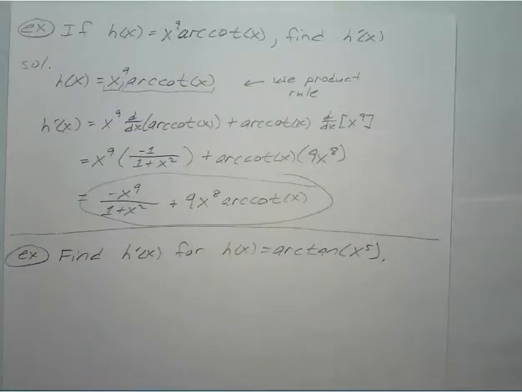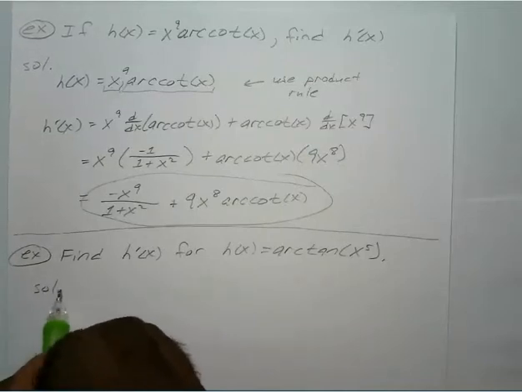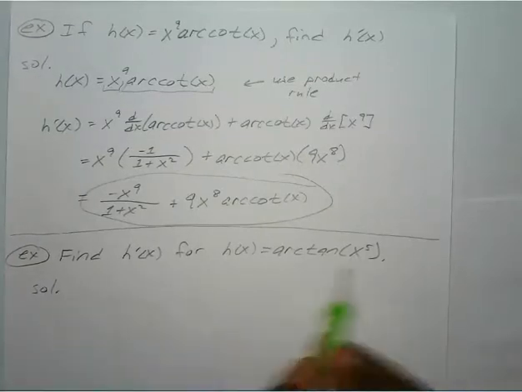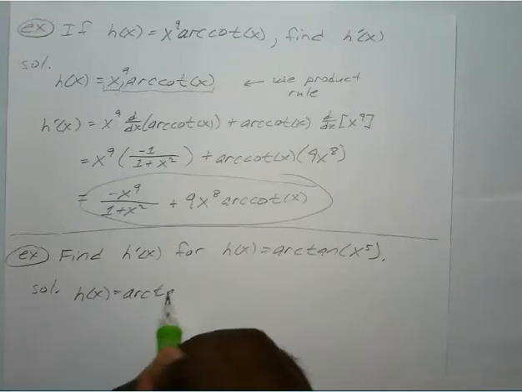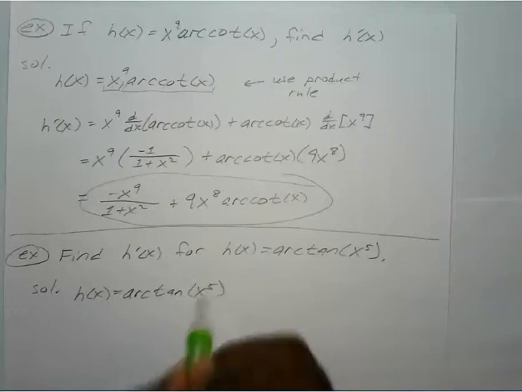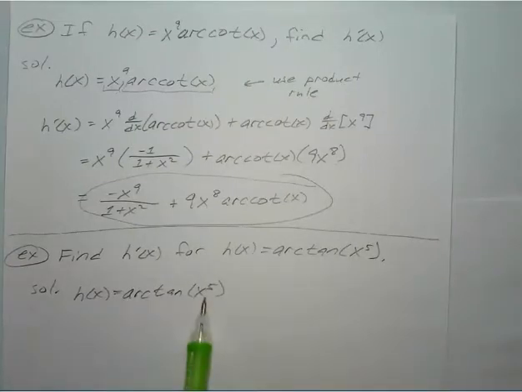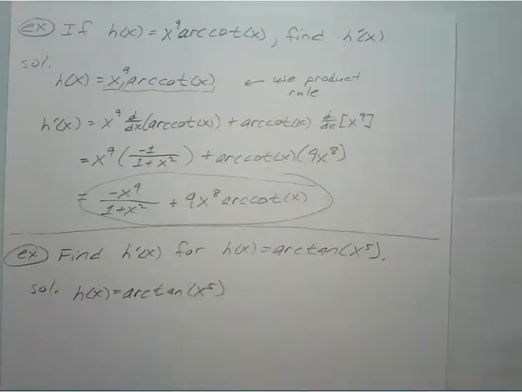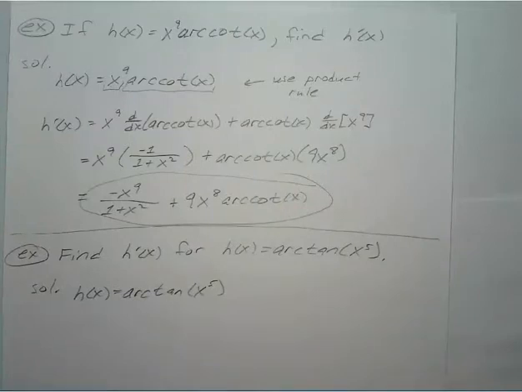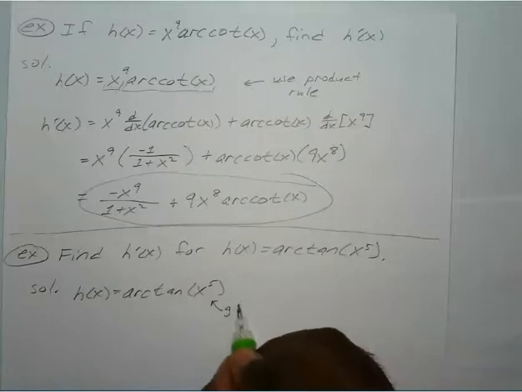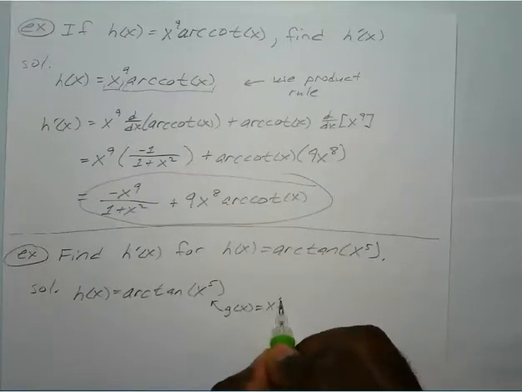Alright, so we see here we don't have just x, so I'm just going to rewrite h of x equals arctangent of x to the fifth power. We don't have just x, we have a function of x that's different than just x, so we have x to the fifth power. Let me clean up that 5. That was bugging me. Here we go. Since that's our g of x, g of x equals x to the fifth power.